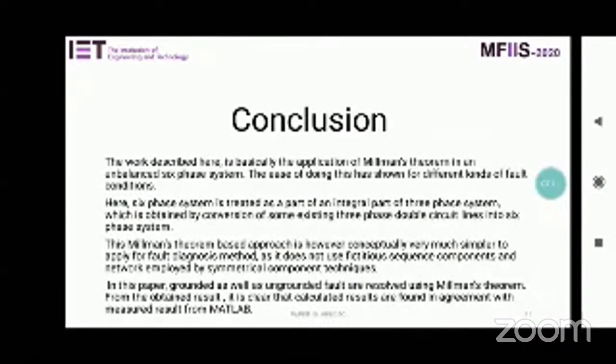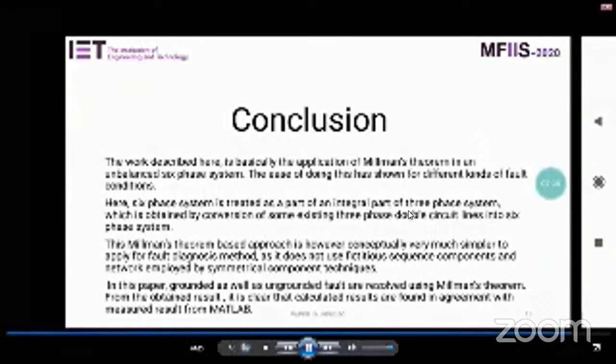Finally, I am concluding my paper by saying that this work is basically the application of Millman's theorem in an unbalanced six-phase system. This Millman's theorem-based approach is, however, conceptually very much simpler to apply for the fault diagnosis method, as it does not use the fictitious subfrequencies components and network employed by the symmetrical component techniques. In this paper, grounded as well as ungrounded faults are resolved by using Millman's theorem. From the obtained result, it is clear that the calculated results are found in agreement with the measured result from the MATLAB.